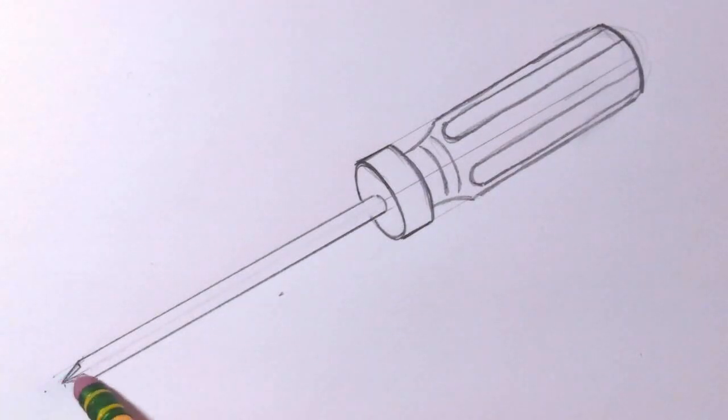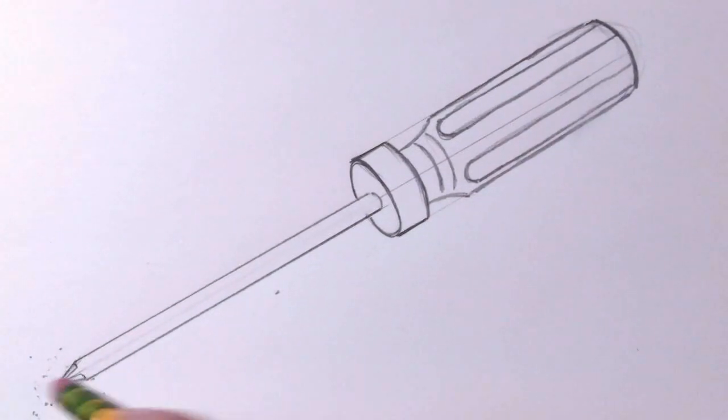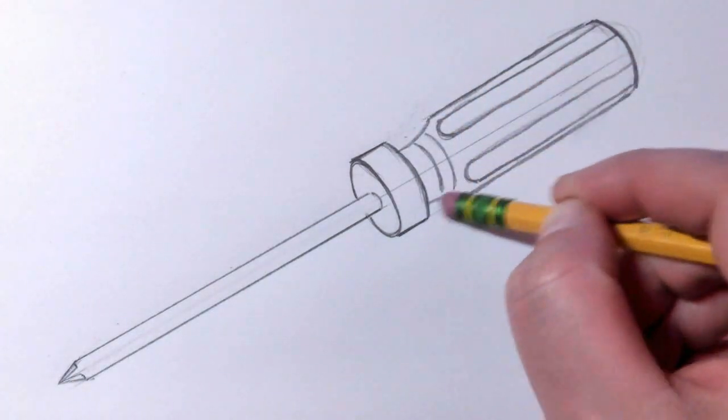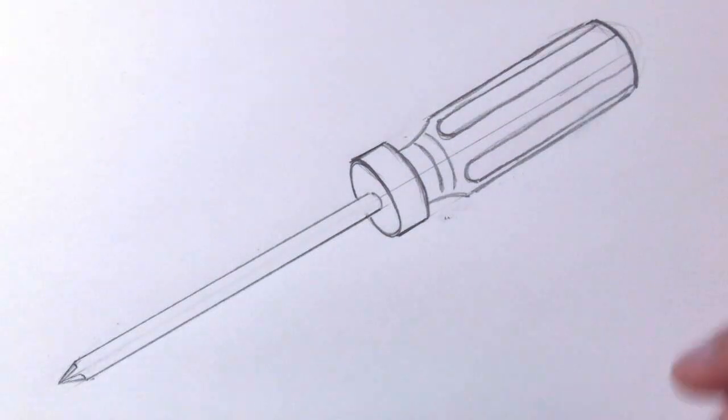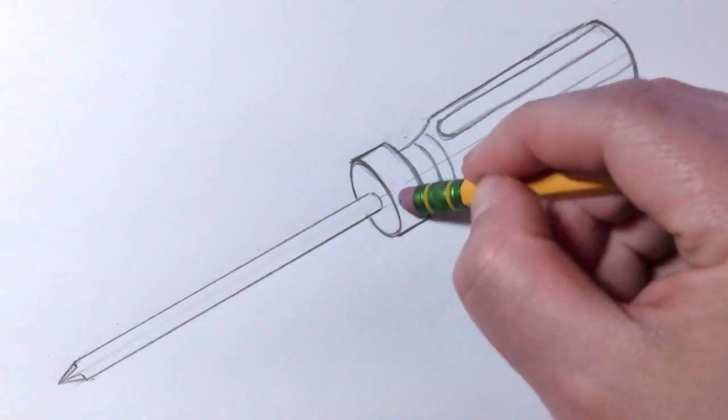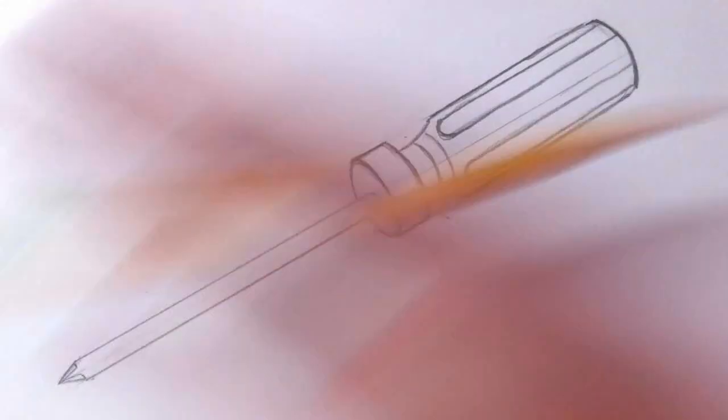I'm going to just erase some of my helping lines, my construction lines here, so that they're not visible anymore. And this sketch is almost done. I just need to add some basic hatching lines. Let's get rid of this line here.